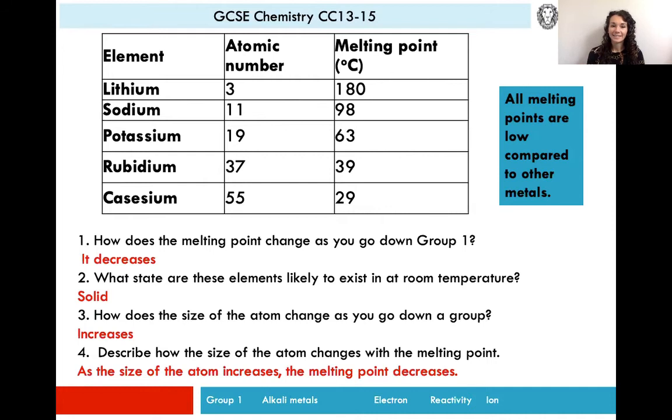Well done. As the size of the atom increases, that's this part here, the melting point decreases. Fab, well done. So mark your answers for those. Just pause the video if you need to.